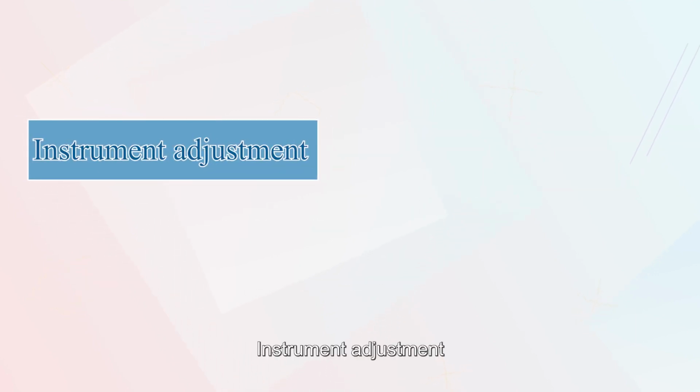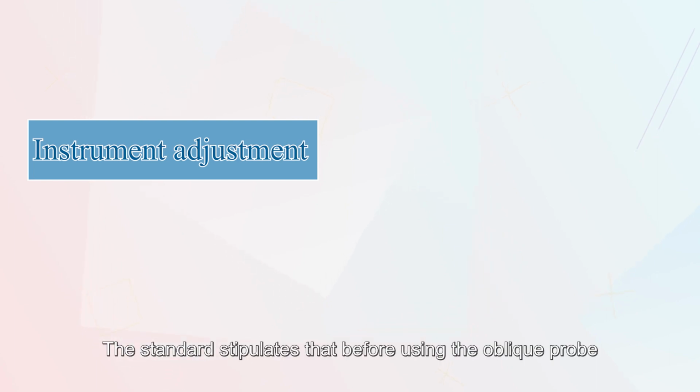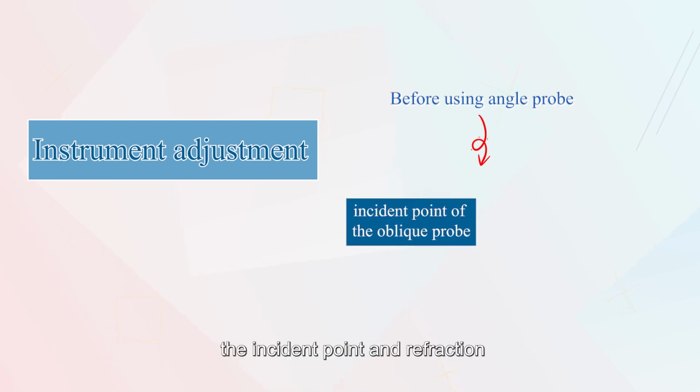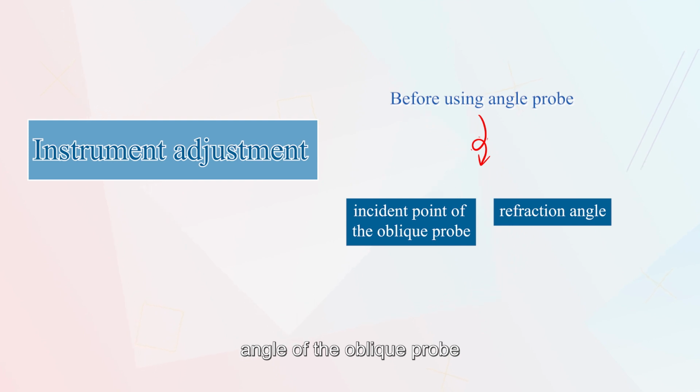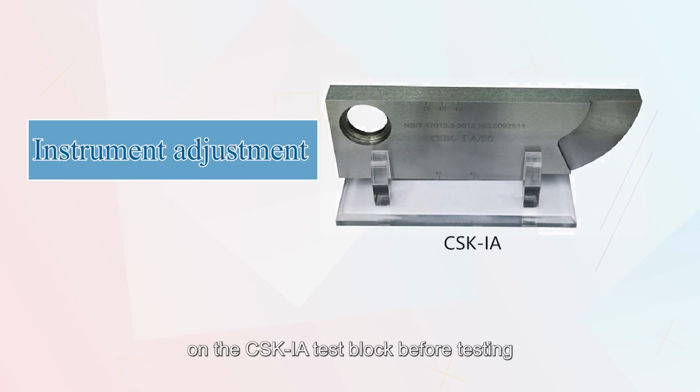3. Instrument adjustment. The standard stipulates that before using the oblique probe, the incident point and the refraction angle of the oblique probe must be measured, that is, the K value. Therefore, these parameters should be measured on the CSK-IA test block before testing.